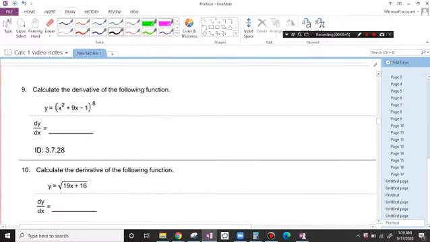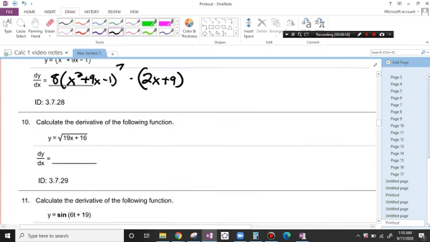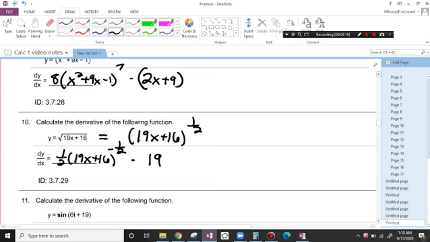Straight up chain rule. 8 times x squared plus 9x minus 1 raised to the 7th power times the derivative of the inside. Put this in parentheses. We'll recall that this is 19x plus 16 to the 1/2 power. We'll use the power rule. 1/2 times 19x plus 16, subtract 1 from the power, to the -1/2 times the derivative of the inside, which is 19.